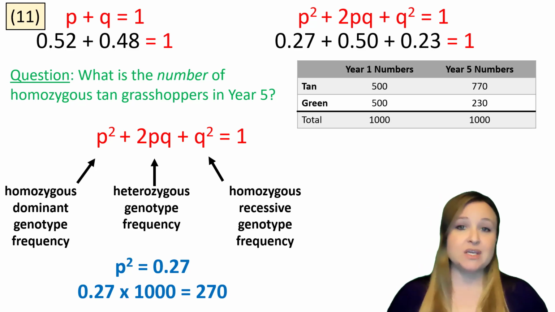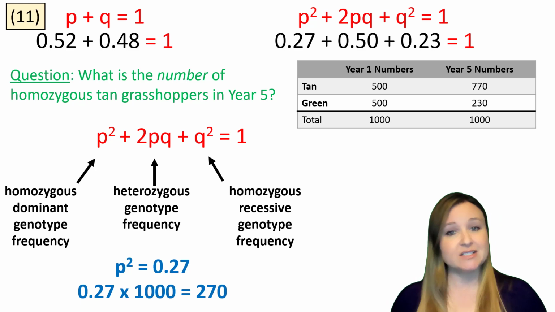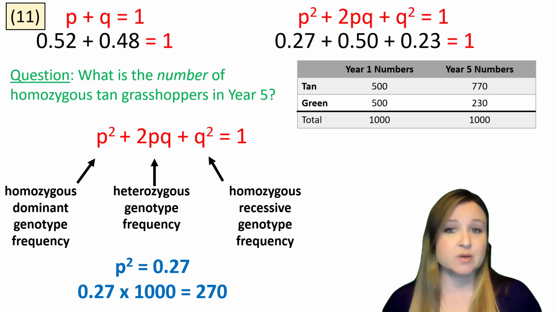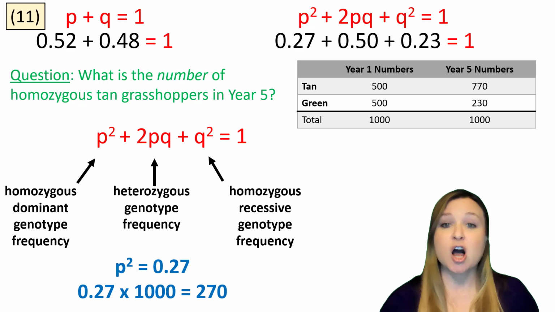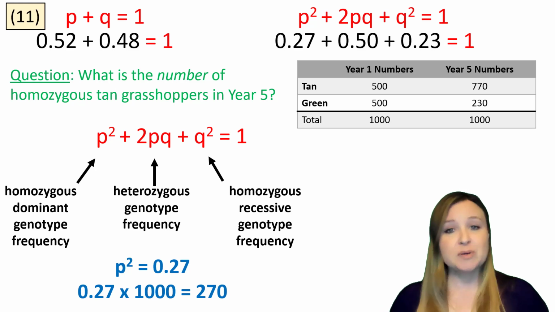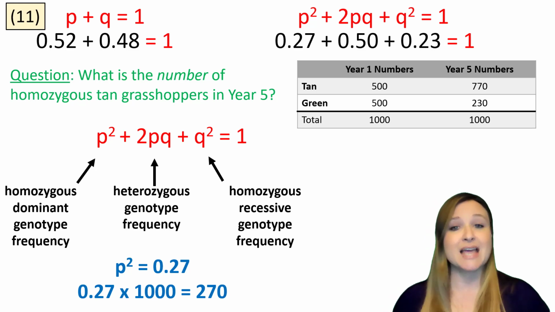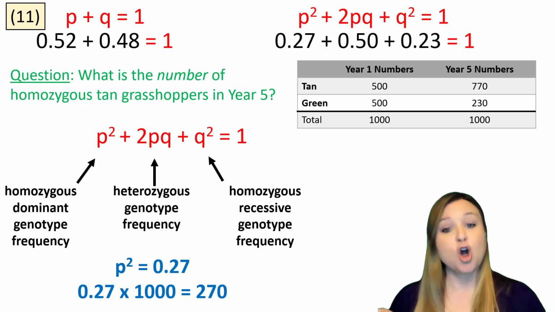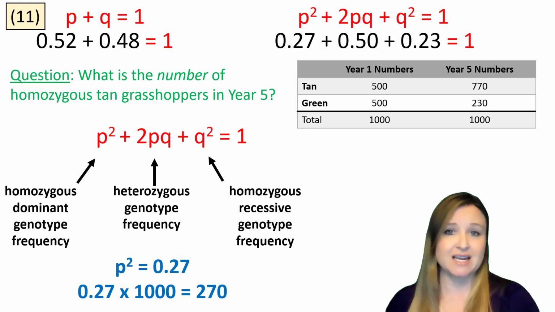Just remember that P and Q, we're talking about the alleles. That's the dominant allele or the recessive allele. P squared, 2pq, and Q squared, that's going to be the frequency of the genotypes. P squared is the homozygous dominant frequency. 2pq is going to be the frequency of the heterozygotes. And Q squared is going to be the frequency of the homozygous recessive genotype.